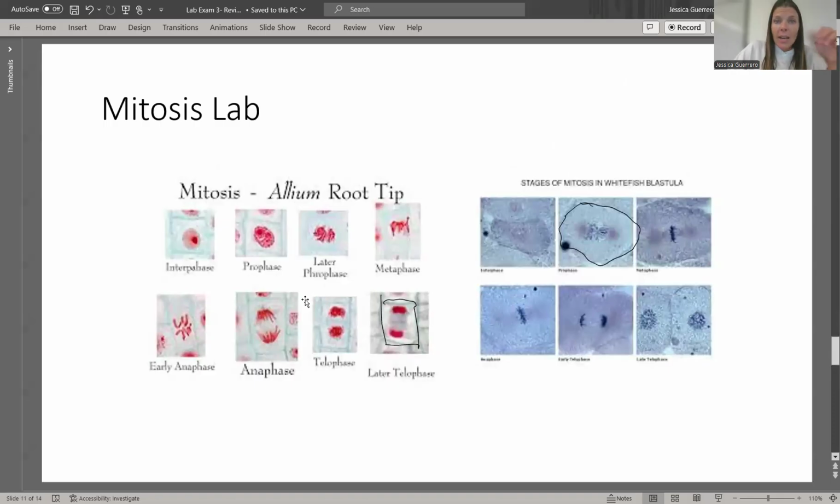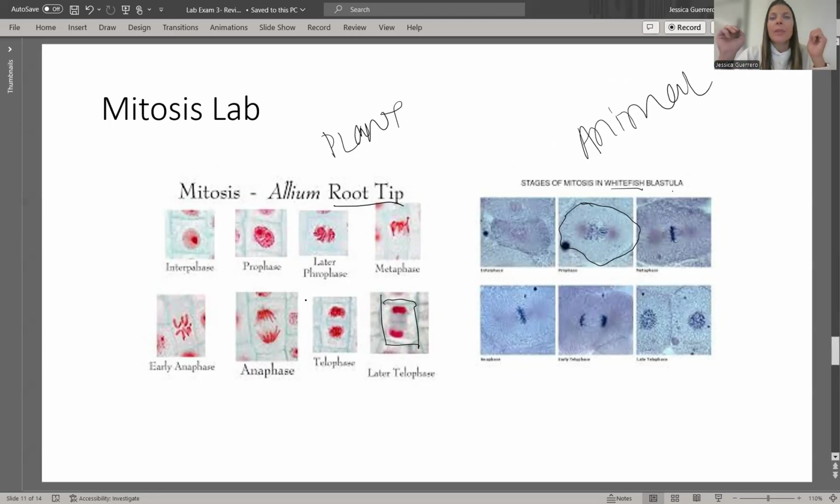The lab that we concluded with was the mitosis and meiosis lab. For mitosis, we looked at two different organisms. We looked at a root tip of an onion plant. So this is a plant cell going through mitosis. And then we looked at a whitefish blastula. A whitefish is an animal, a blastula is an egg. So we're looking at fish eggs. So this was mitosis in an animal cell, okay?